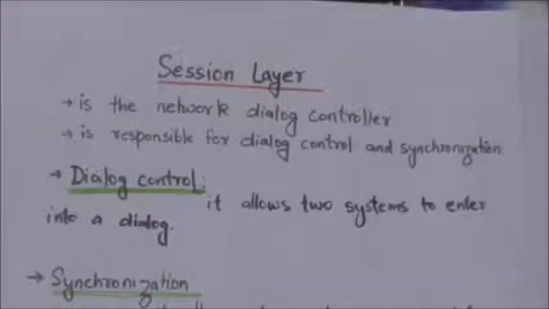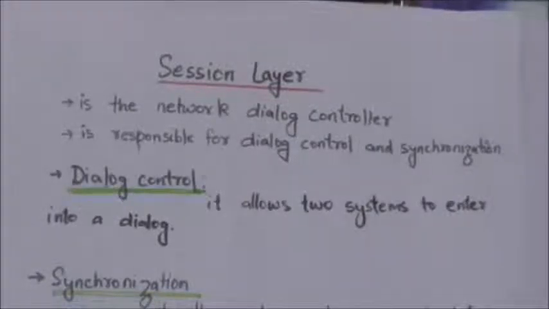The session layer is the fifth layer of the OSI model. This session layer is the network dialog controller. It is responsible for dialog control and synchronization. Dialog control allows two systems to enter into a dialogue. It allows the communication between two processes to take place in either half duplex or full duplex mode.